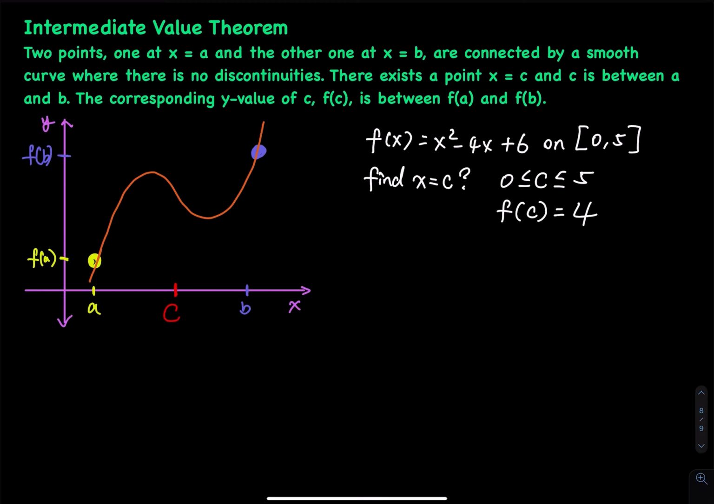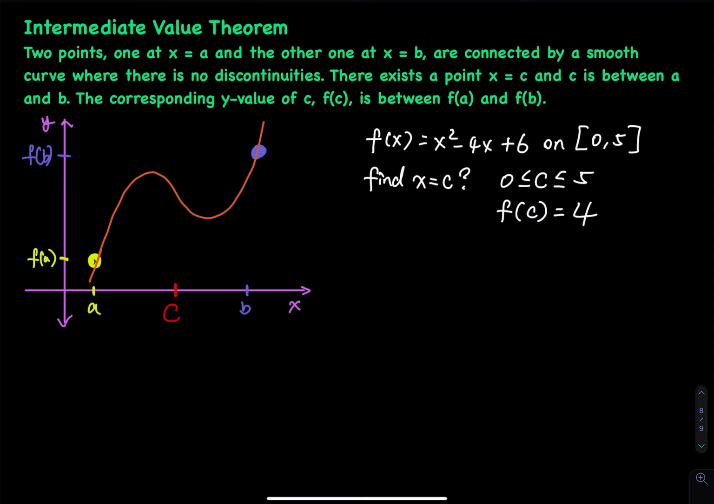Intermediate value theorem, simply speaking: we have 2 points, one at x equals a and the other at x equals b. These 2 points are connected by a smooth curve where there are no discontinuities. There exists a point at x equals c, and c is between a and b. The corresponding y-value of c, f of c, is between f of a and f of b.